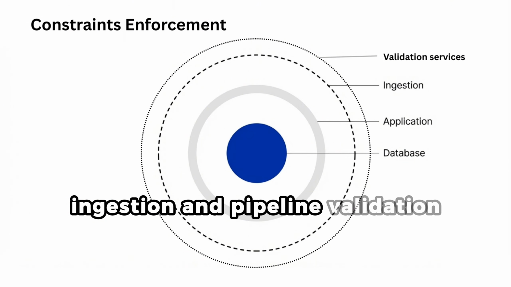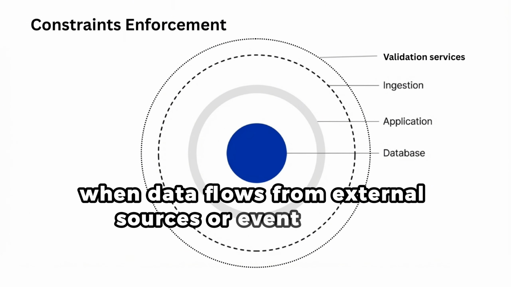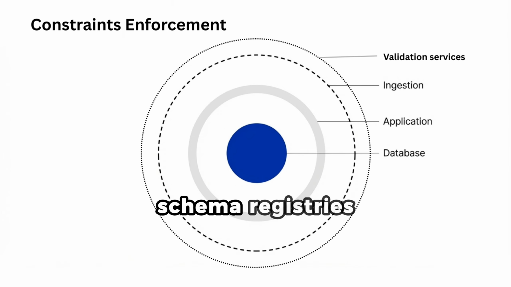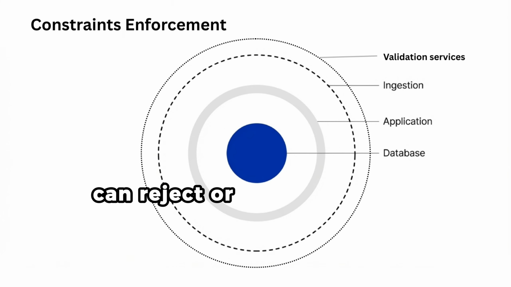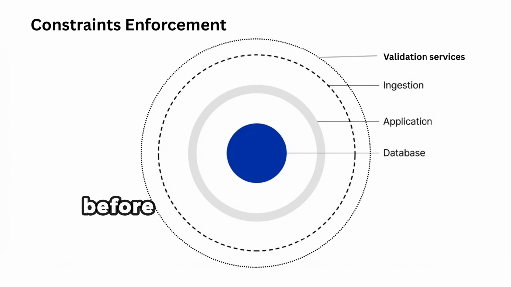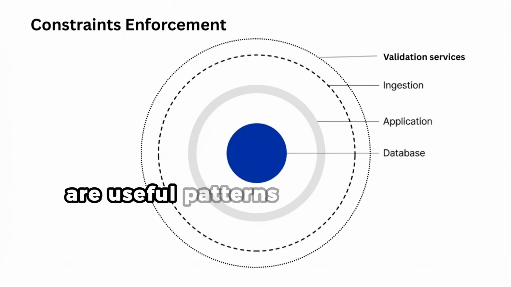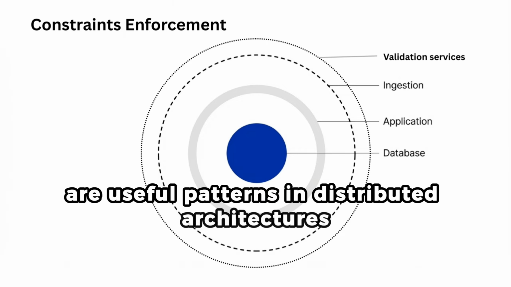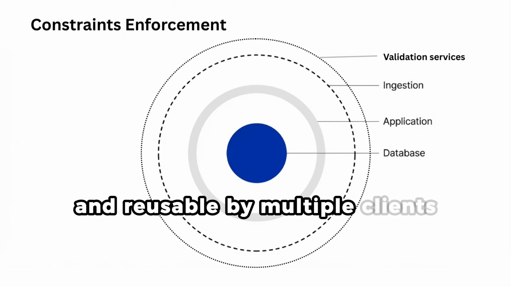Ingestion and pipeline validation are critical when data flows from external sources or event streams. Schema registries, validation libraries, and streaming filters can reject or quarantine bad messages before they enter core systems. Validation as a service and contract-driven design are useful patterns in distributed architectures. They make constraints discoverable and reusable by multiple clients.